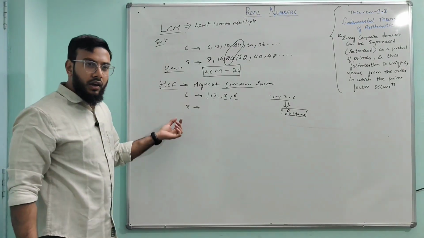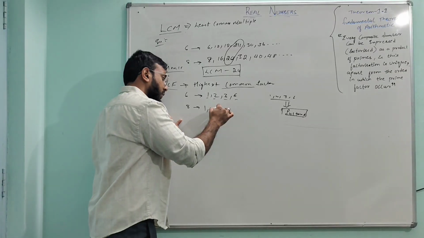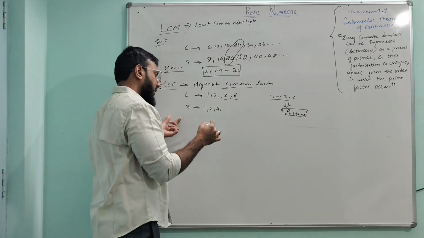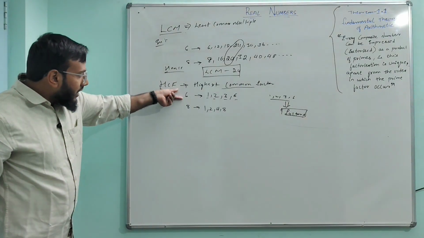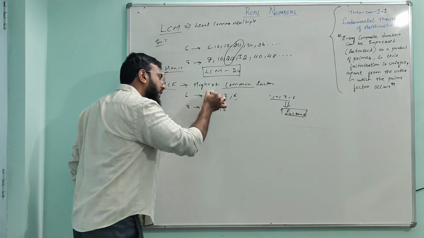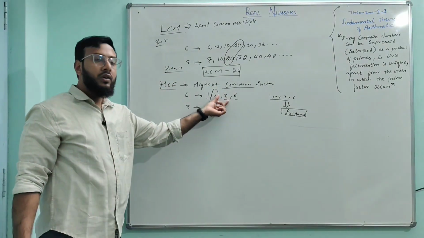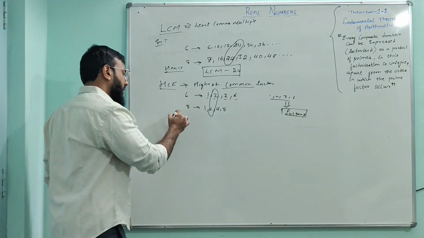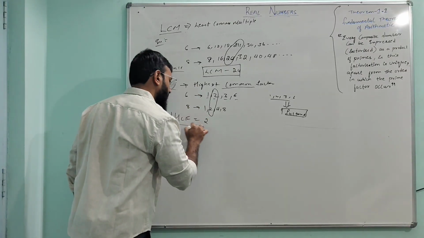Next, 8 is divisible in 1, yes, 1 8 is 8. 2, yes. 3, no. 4, yes. 5, no. 6, no. 7, no. 8, yes. In both of these, what is common? Can you see what is common? 2 is common. Hence, I can tell the highest common factor of 6 and 8 is 2.